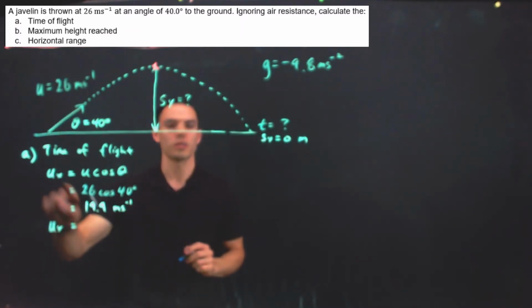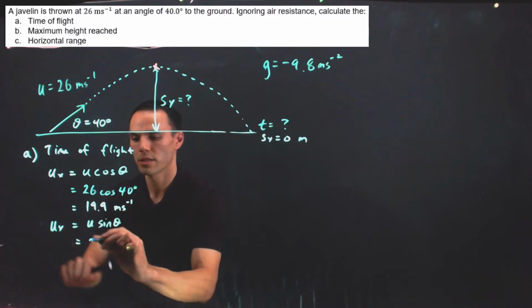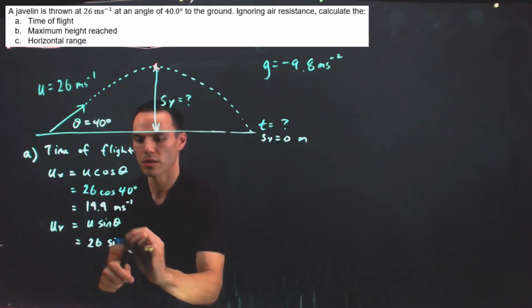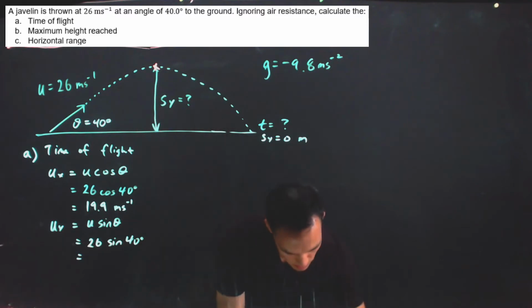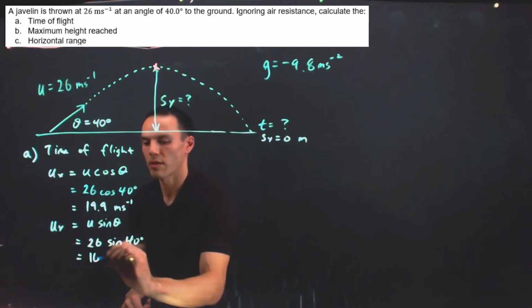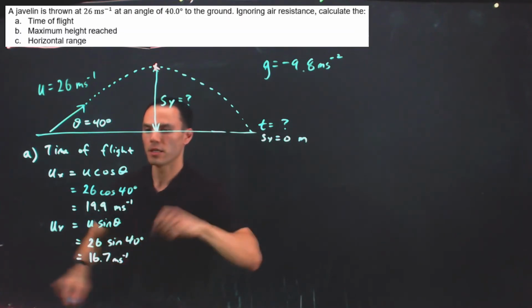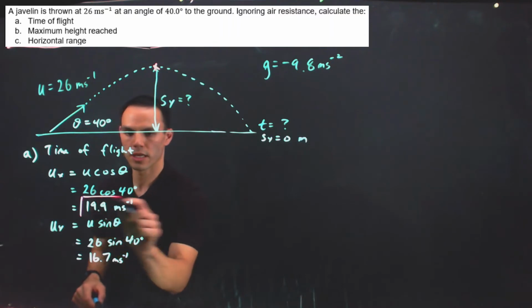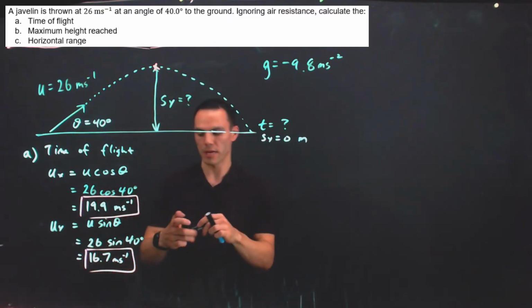Do the vertical as well, which uses u sine theta. So 26 sine 40 degrees. 16.7 for that one. Okay, so these are going to be key. Definitely going to use these at some point throughout solving A, B, or C.